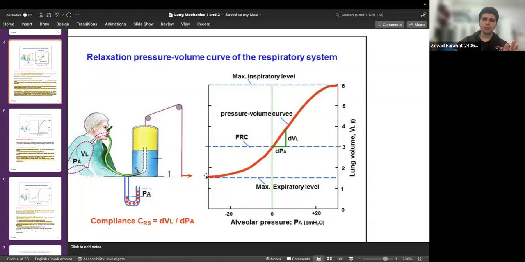So basically, this is the chest wall. It's doing the exact same thing, but in the opposite direction. So this is protecting from maximum expiration. So what's protecting overall? What's protecting from maximum inspiration? It's the lungs. What's protecting from maximum expiration? It's the chest wall.